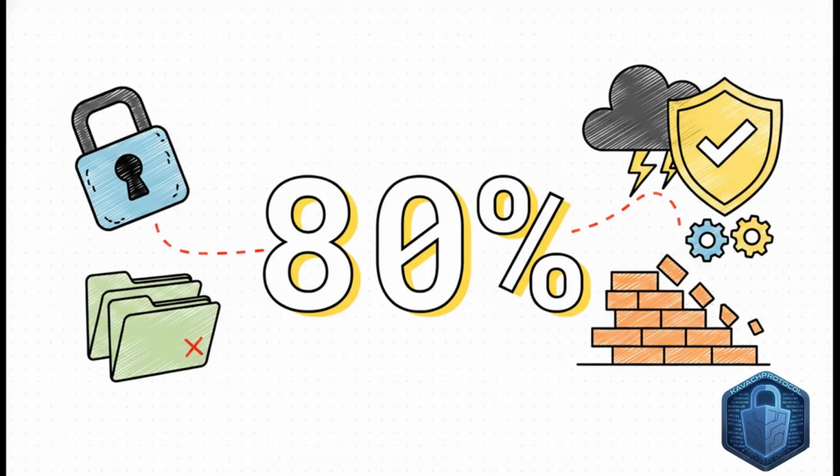So here's a number that should absolutely change how we allocate our security budgets. 80%. The Center for Internet Security estimates that a staggering 80% of privilege escalation attacks stem purely from bad permissions. Not advanced malware, bad permissions.